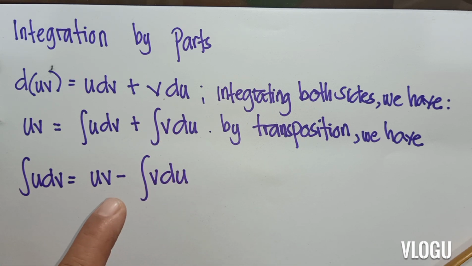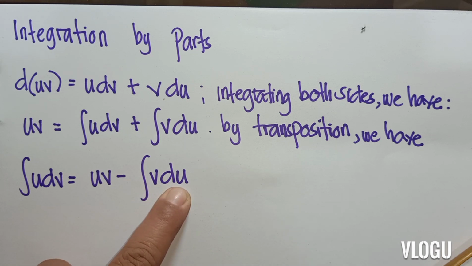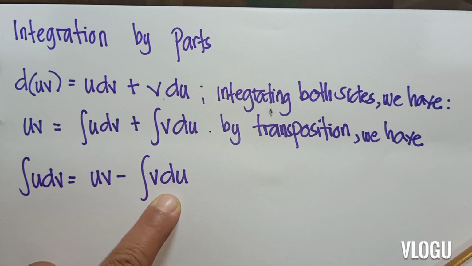By transposition, we have the integral of u dv equal to uv minus the integral of v du. So, this is now the formula of integration by parts.